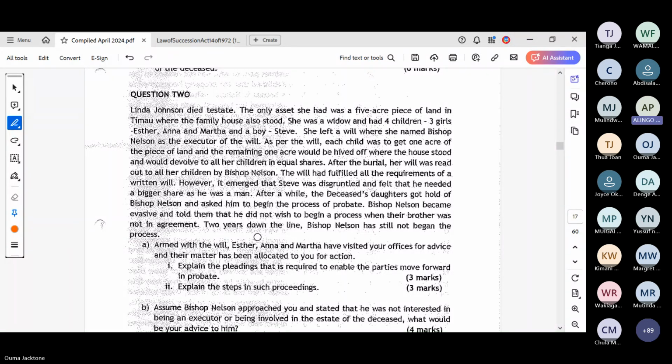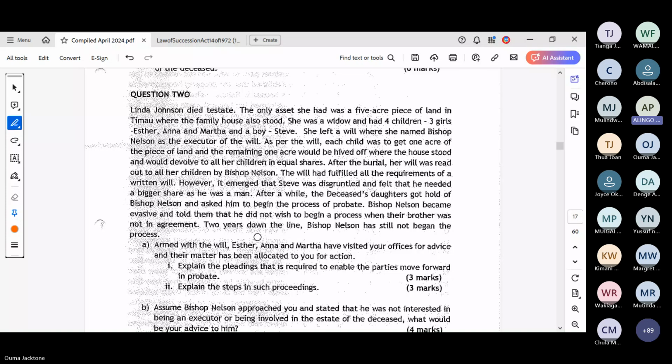Question 2. Linda Johnson died testate. The only asset she had was a 5-acre piece of land in Timau, where the family house also stood. She was a widow and had 4 children, 3 girls, Esther, Anna, and Martha, and a boy, Steve. She left a will where she named Bishop Nelson as the executor of the will. As per the will, each child was to get 1 acre of the piece of land, and the remaining 1 acre would be hived off where the house stood and would devolve to all her children in equal shares.